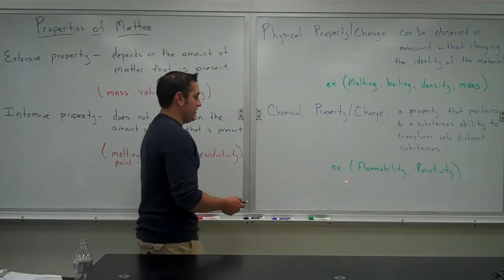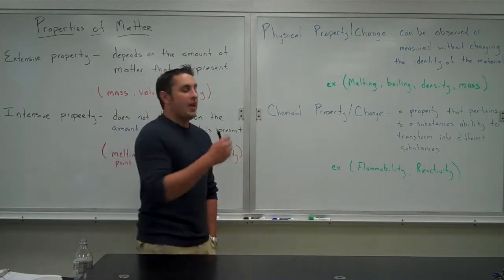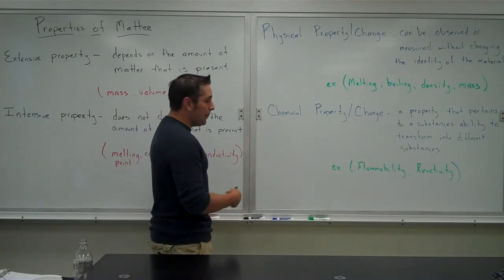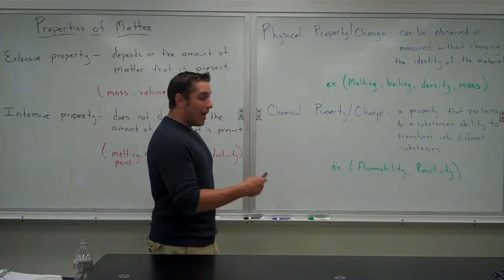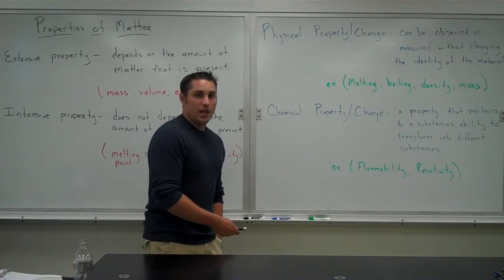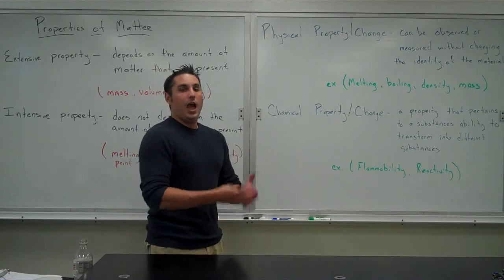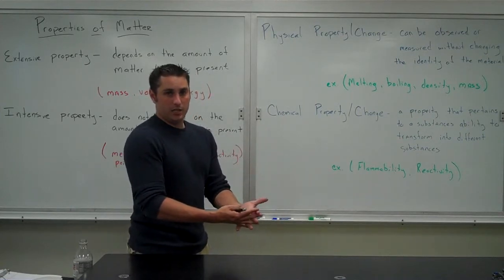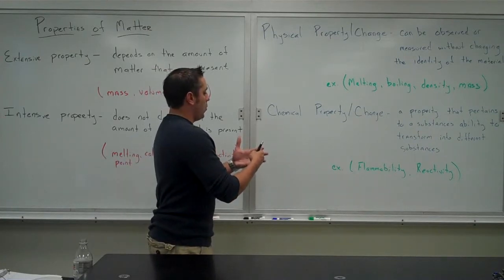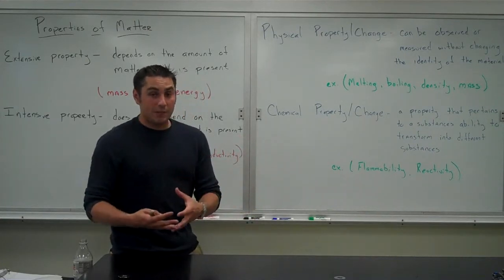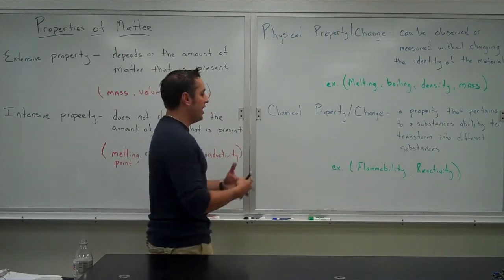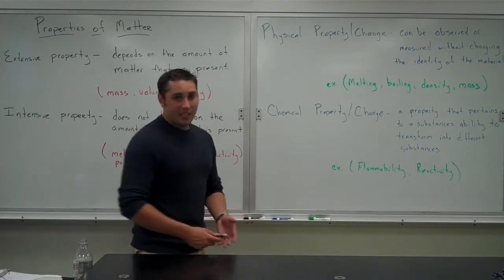Two good examples of that are flammability. Right? If something is flammable, meaning it's able to be burned, that's a chemical property because once I burn it, it is no longer what it originally was. Right? A piece of wood has a certain formula, or a mixture of formulas. When I burn it, the new substance that I get has different formulas. It is a change in formula. Reactivity is the same thing.